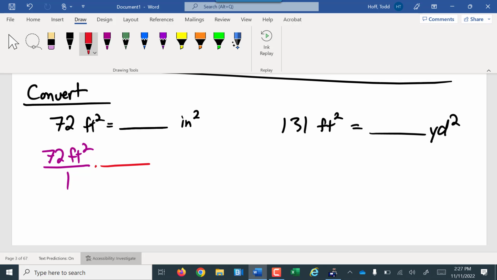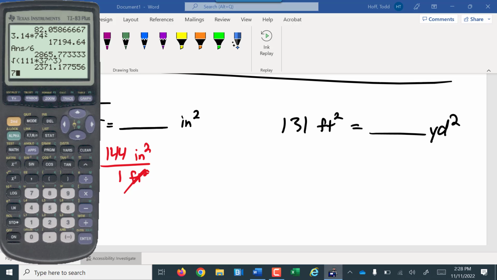Yeah, you put 72 square feet over 1. The square feet will go on bottom, square inches on top. 1 square foot's 144 square inches. So the square feet cancel out. So 72 times 144, which is 10,368.